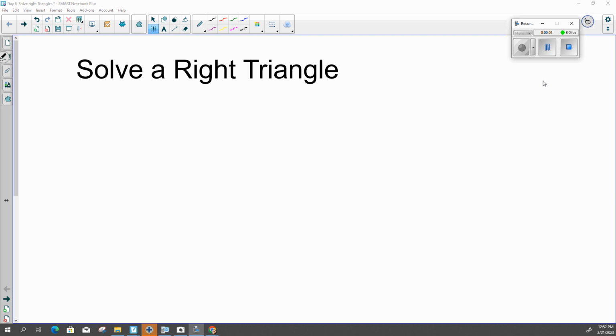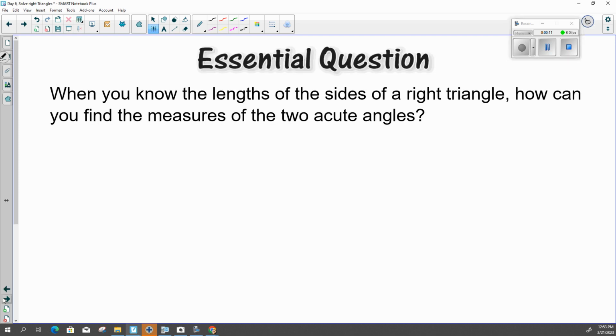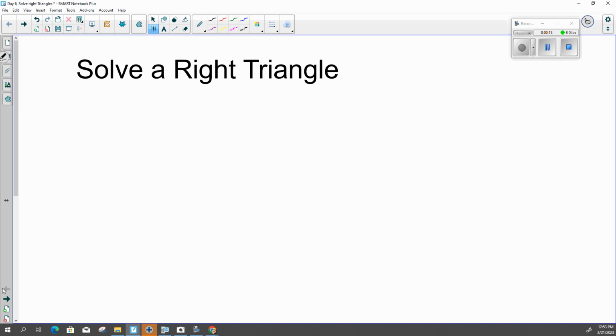I'm going to keep my calculator on me because we can solve these. Maybe I'll write it down. Solve a right triangle. This is what our notes are for. Jacob, will you write down solve a right triangle?